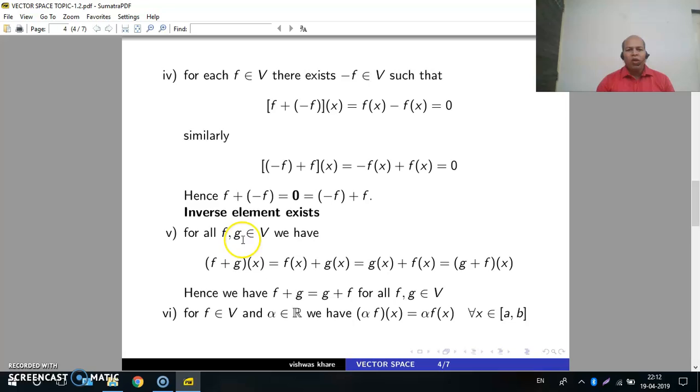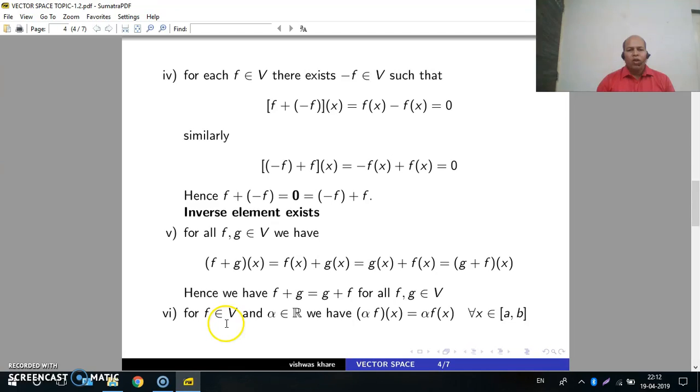Fifth, for all f, g belongs to V, we have (f + g)(x) is same as f(x) + g(x). Again, these are real numbers, so it can be written as g(x) + f(x), which is same as (g + f)(x) by definition. Hence, we have (f + g)(x) is same as (g + f)(x). Hence, f + g is equal to g + f for all f, g belongs to V.